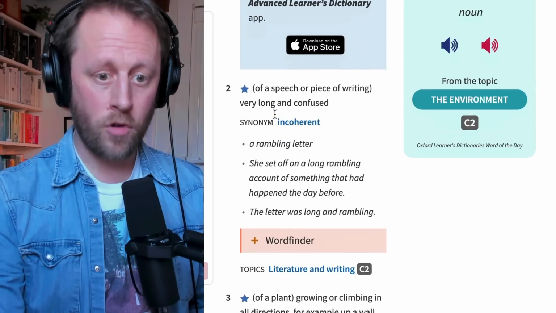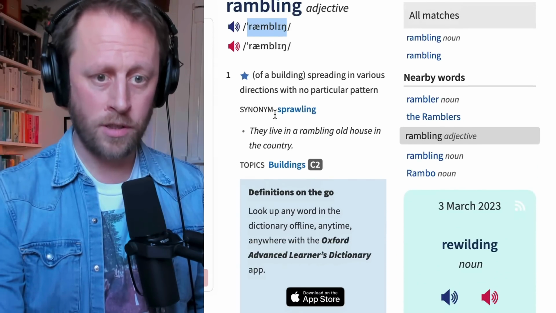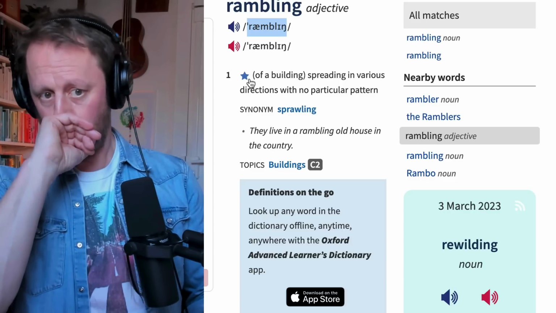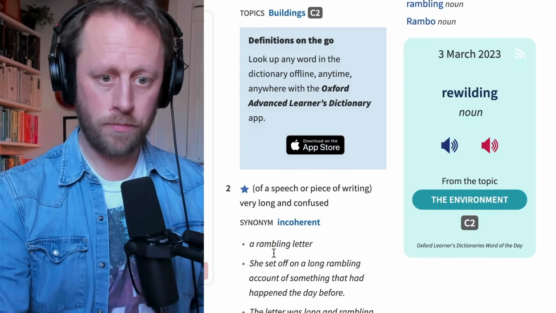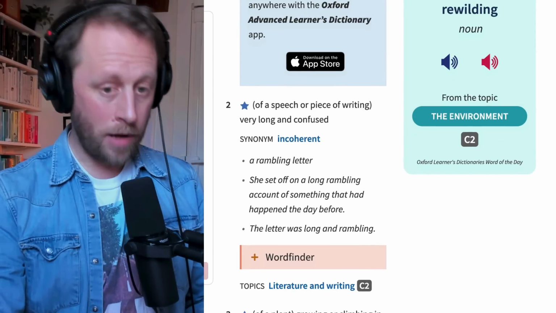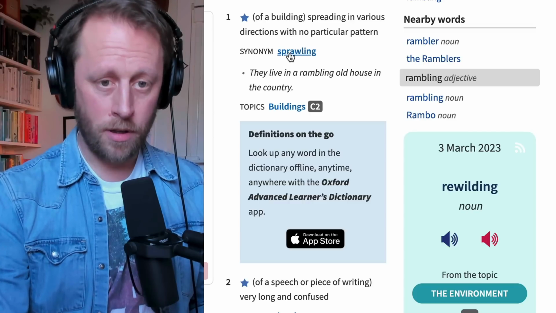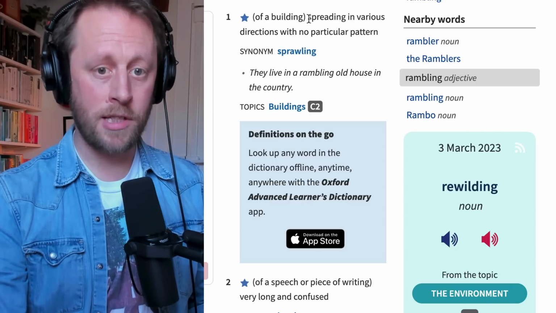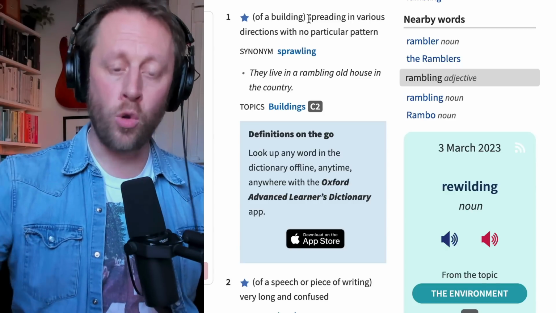It gives us a variety of definitions because, like a lot of words, it's got a few different definitions. A rambling building, rambling speech, a rambling plant. Okay, it gives us synonyms. So a rambling building means spreading in various directions with no particular pattern. A rambling old house in the country.